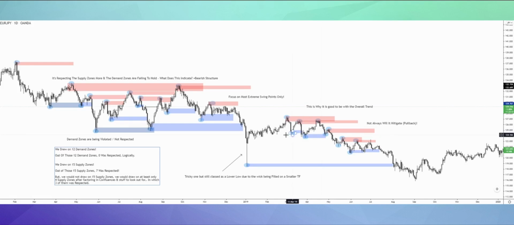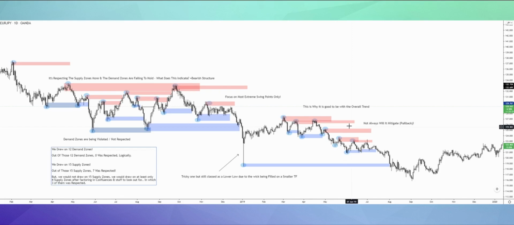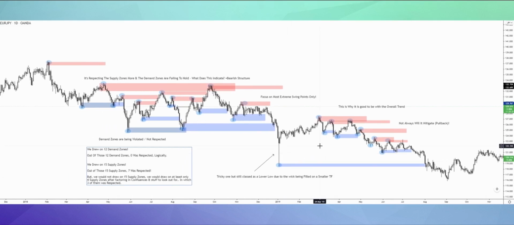I mean, you can if you wanted to, but we wouldn't take every single trade. It's up to you. But after factoring in confluences again, there were only 4 of them that would actually be valid, and 3 of them were respected. But yeah, that's pretty much what I mean when it comes to supply and demand and market structure. Like I said, it's still the basics.